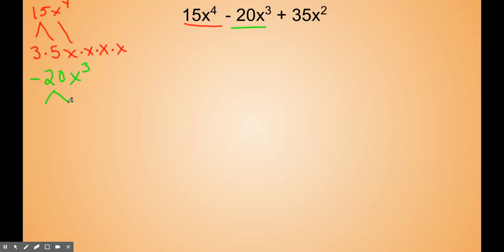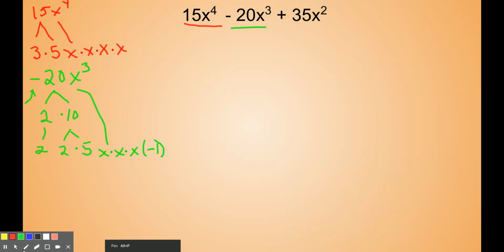Twenty can be factored as 2 times 10. 10 is not prime, so that number needs to be factored again. So we're going to bring down the 2. 10 can be factored as 2 times 5. All of those are prime numbers. We're going to bring down the x to the third power, which is x times x times x. And we don't want to forget about the negative number, so we're also going to bring down a negative 1. That's the prime factorization for negative 20x to the third.